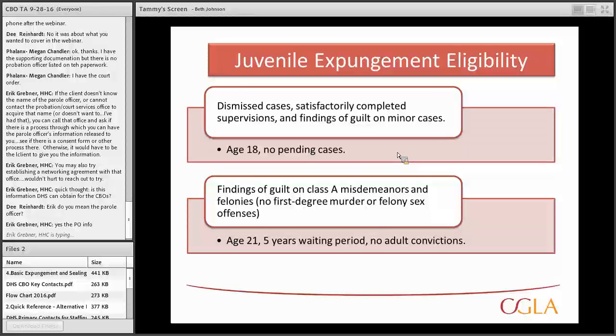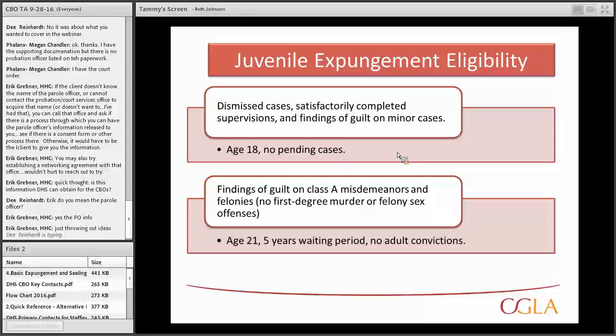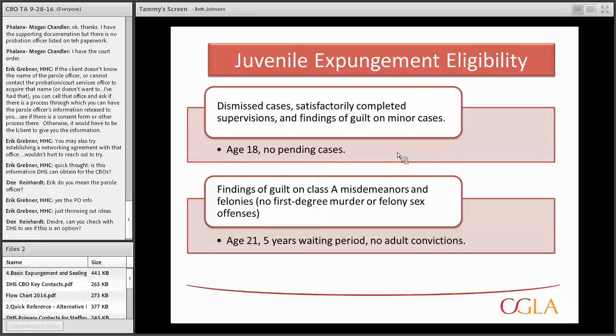Dismissed cases, supervisions, and minor cases are eligible for expungement. Something to note, there's been a change in the law. You used to have to wait till you're 18 years old to be able to file. Come January 1st, the law changes, and you can file as soon as your case is over. You don't have to wait till you're 18 anymore, which is good.